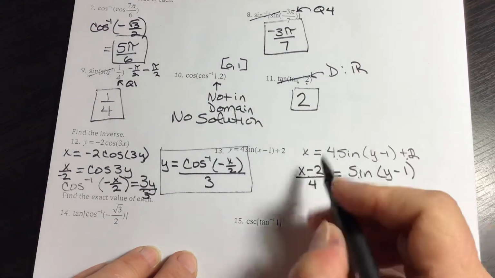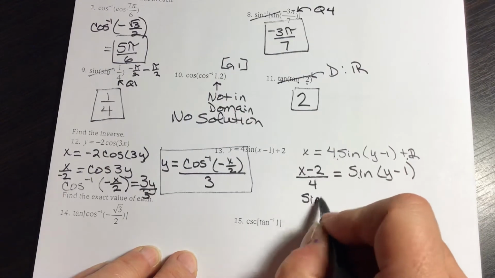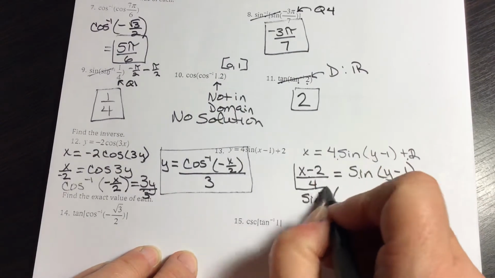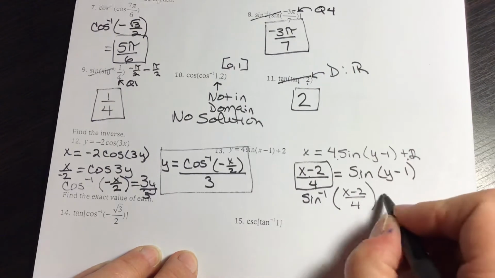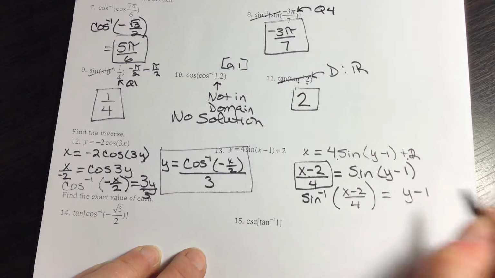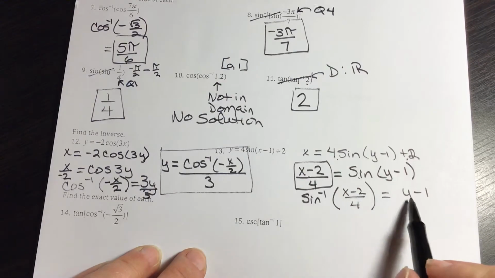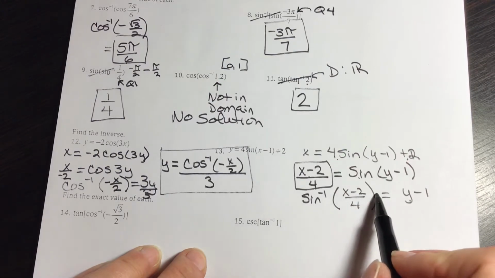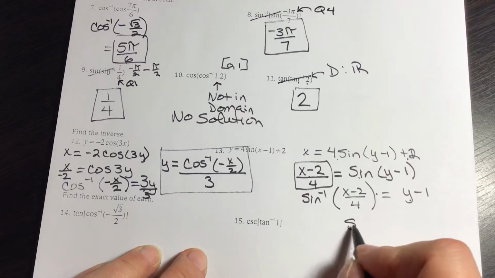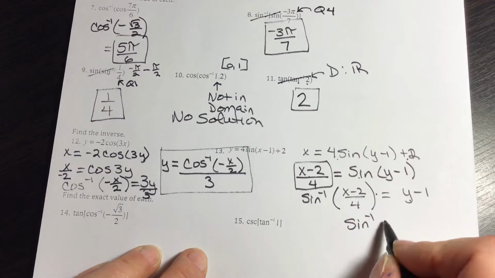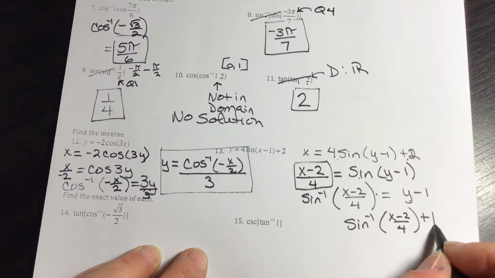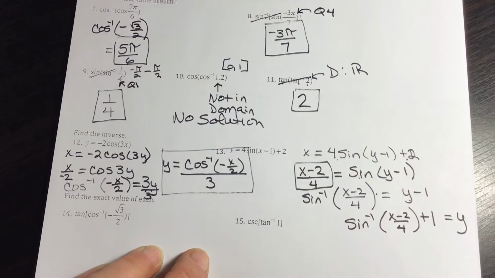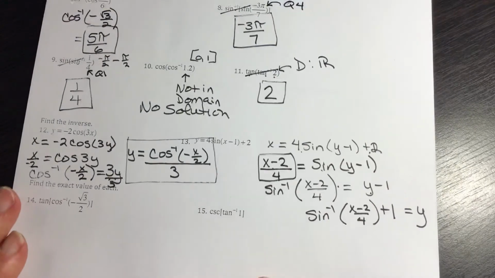To undo the sine, I'm going to do inverse sine of all of this. So I have x minus 2 over 4, and that equals y minus 1. And to solve for y, I'm just going to add 1 to this. So inverse sine of x minus 2 over 4, plus 1, is equal to y.